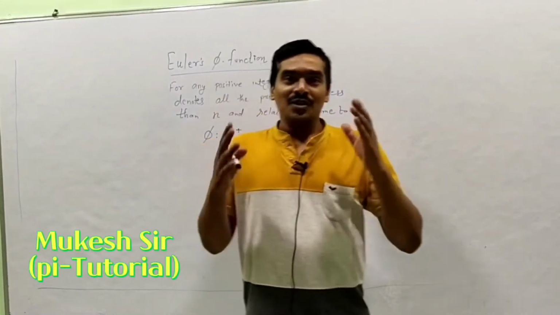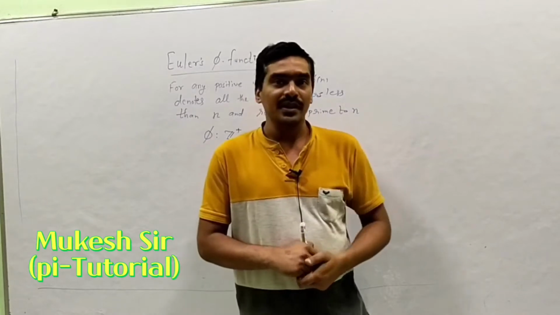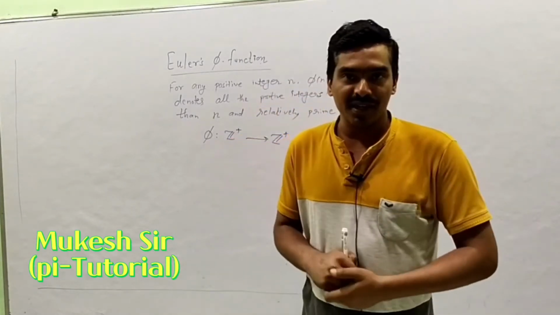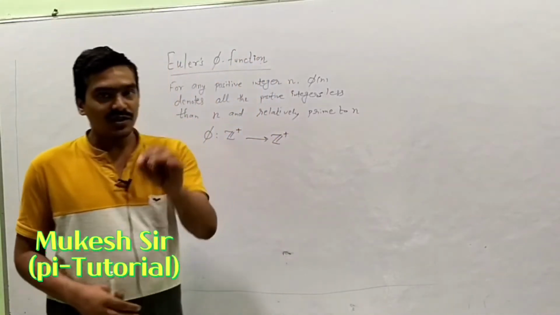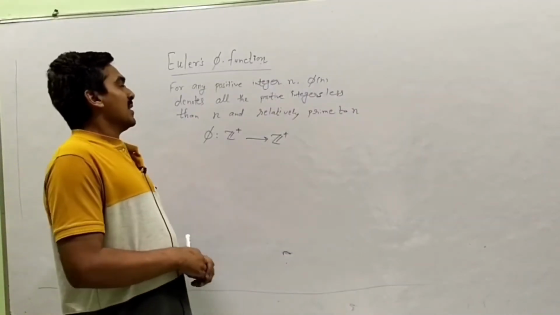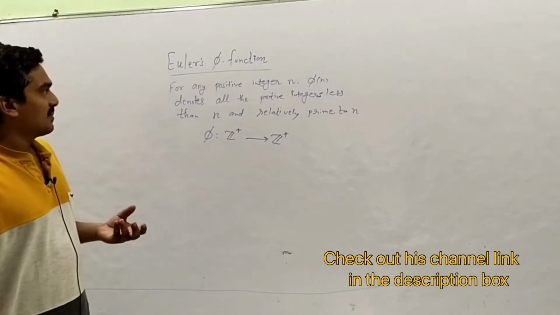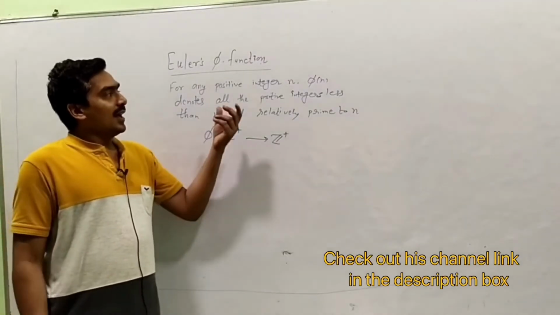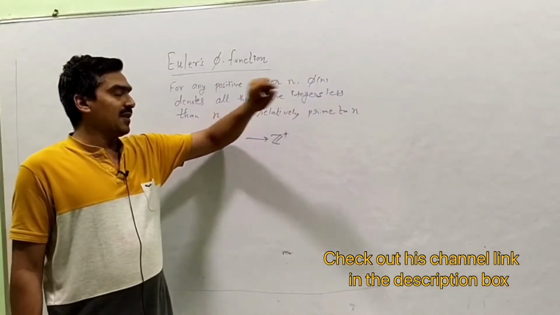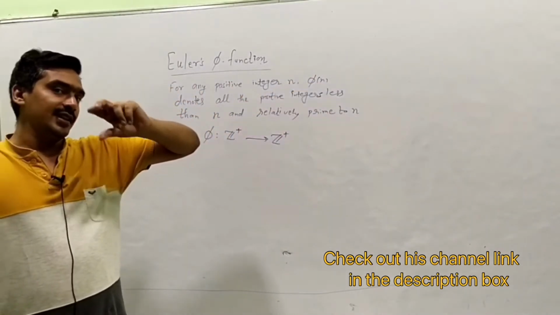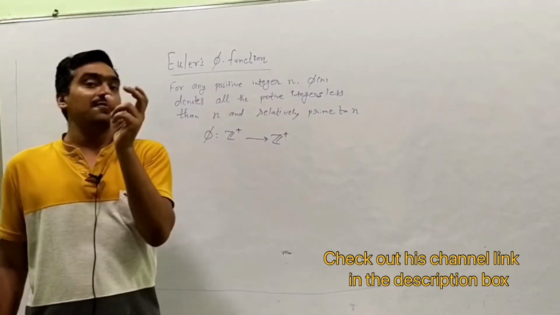Fine. Today we are going to discuss a very important topic, and the name of the topic is Euler's phi function. So let us discuss what Euler's phi function is. Suppose we have a positive integer n; for any positive integer n, we define the Euler function, and it is denoted by phi. With positive integer n we write phi of n.